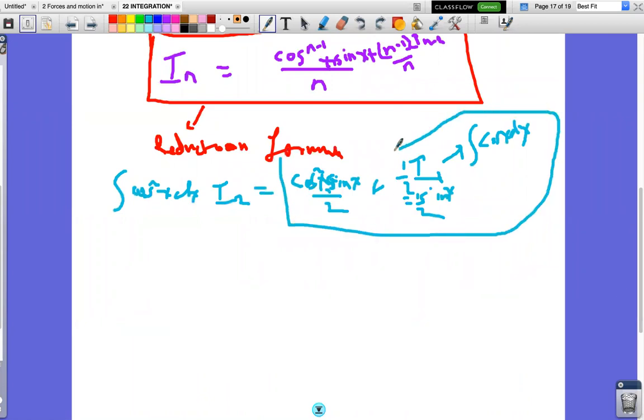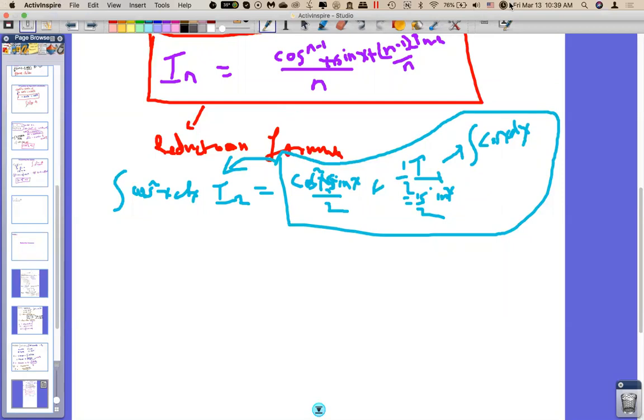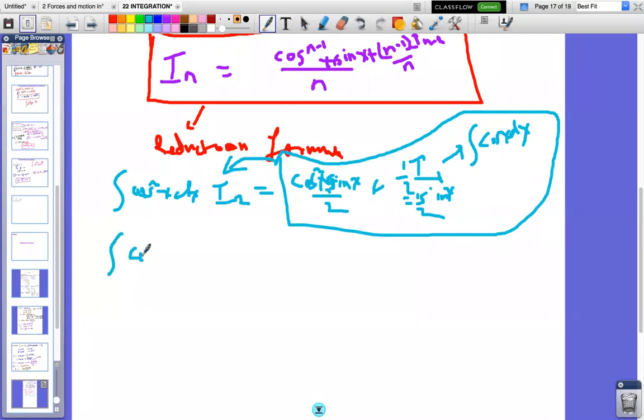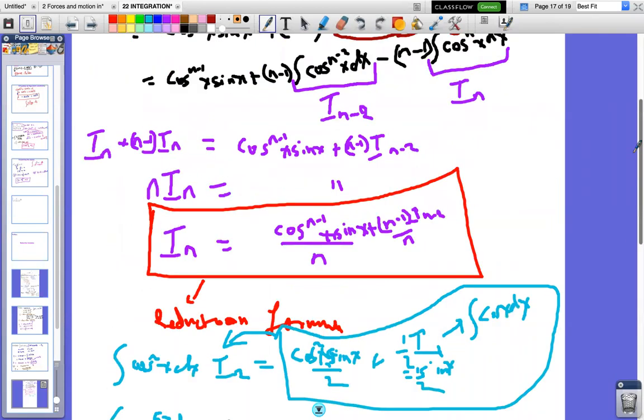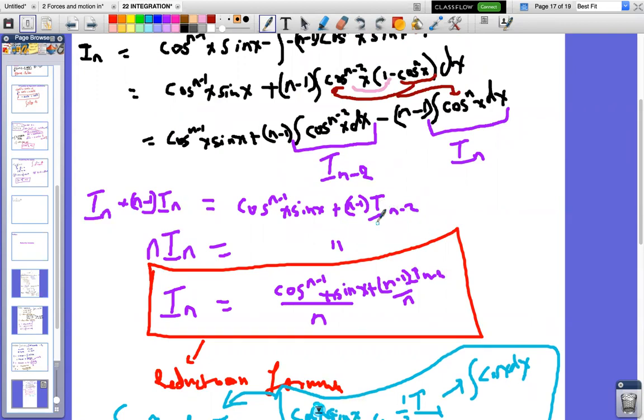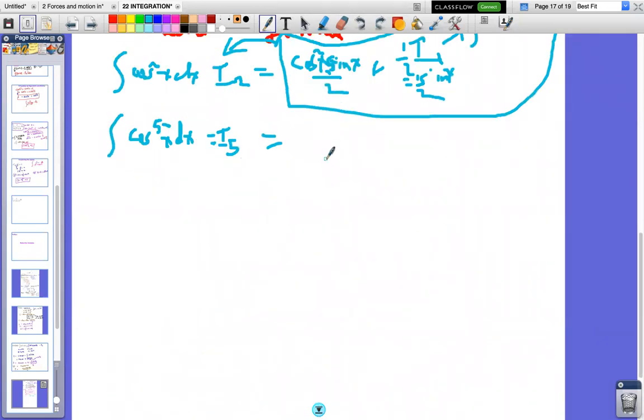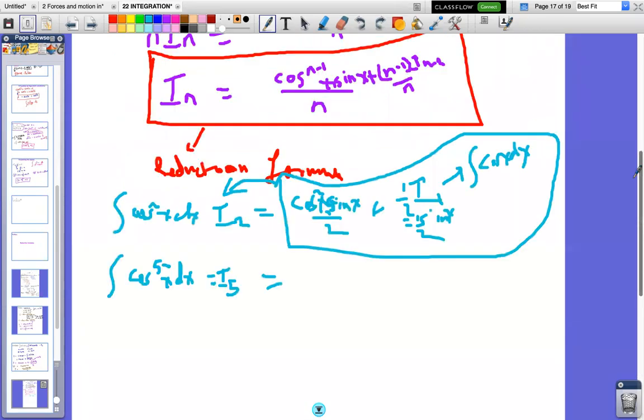Anyway, we can use that to find integral of cos raised to the power any power. Our reduction formula. If you are asked now to look for, say, integral of cos raised to the power 5x dx, that will be I5. And then you simply put 5 for n, and then n minus 2 will be I3, and I3 will be integral of cos raised to the power 3. And then you will use the reduction formula again to look for I3 until you reduce it to something that you can integrate directly. So it will reduce to cos squared or cos only.